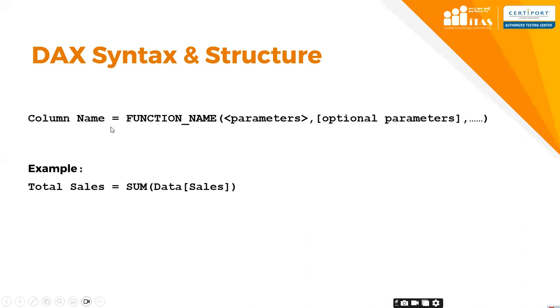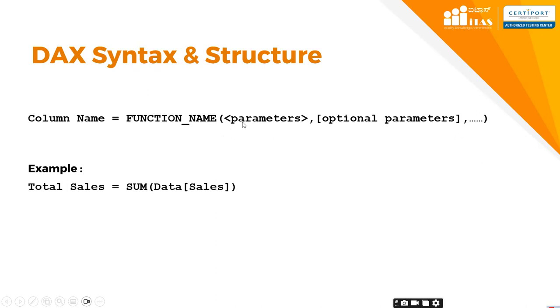So here in Excel, what we do directly, we start from this equal sign, but in DAX, it's not like that. We actually start by mentioning the column name, and then we say equals the function name. Function name is the DAX function, what we are actually trying to do. For example, if you want to convert a text into uppercase, I'll use UPPER. That's the function. Open bracket.